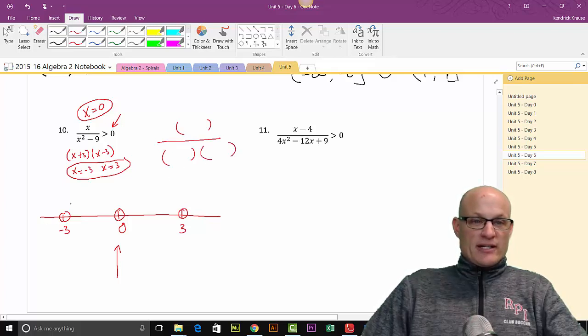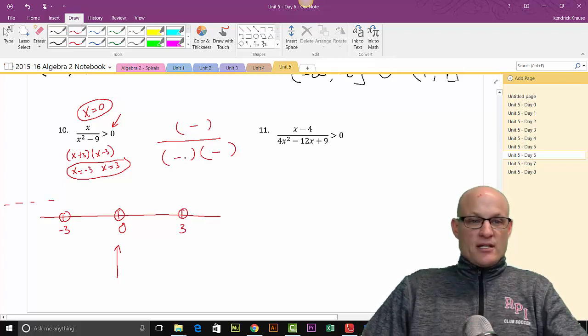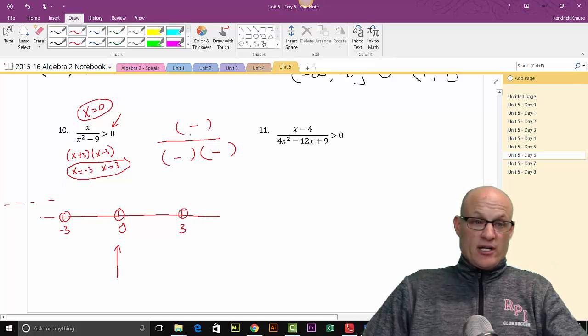So if I plug in negative 10, this would be negative. Negative 10 plus 3 is negative. Negative 10 minus 3 is negative. Three negatives make a negative, an odd number of negatives is negative. Now I want to plug in something in here, negative 1. Negative 1, well, that's just negative 1. Negative 1 plus 3 is positive. Negative 1 minus 3 is negative. Two negatives make a positive. Now I'm going to plug in 1. 1 is positive, and 1 plus 3 is positive, and 1 minus 3 is negative, so that's negative.